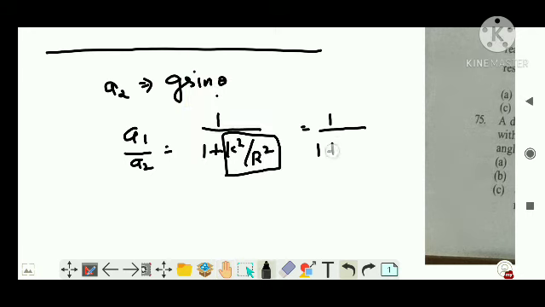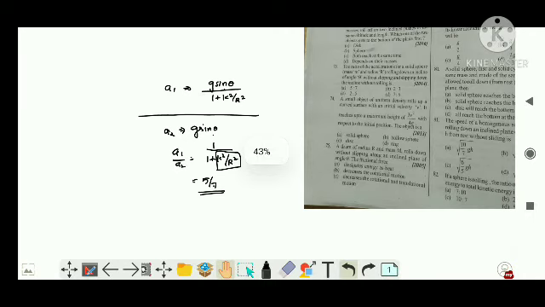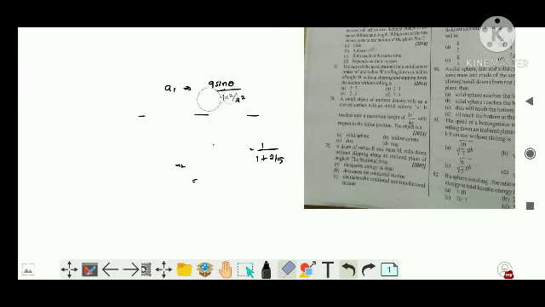So 1 divided by 1 plus 2 by 5. So you will get 5 by 7 as the ratio of the acceleration of the sphere rolling down without slipping to with slipping. Clear? I hope you understood. Now let us move on to the next question, guys.